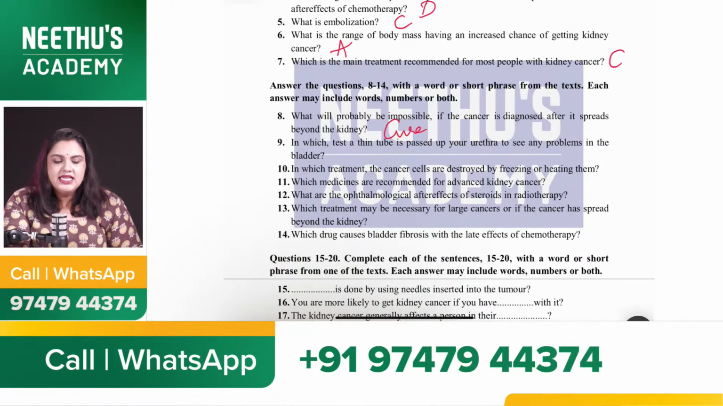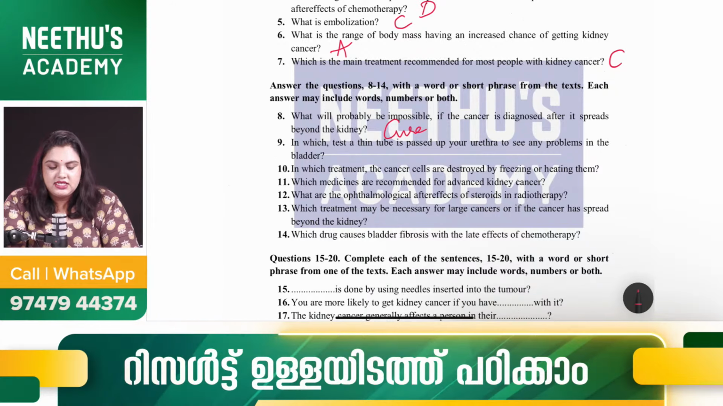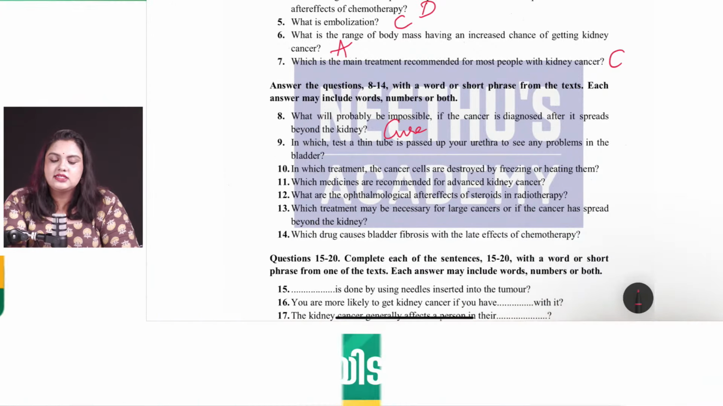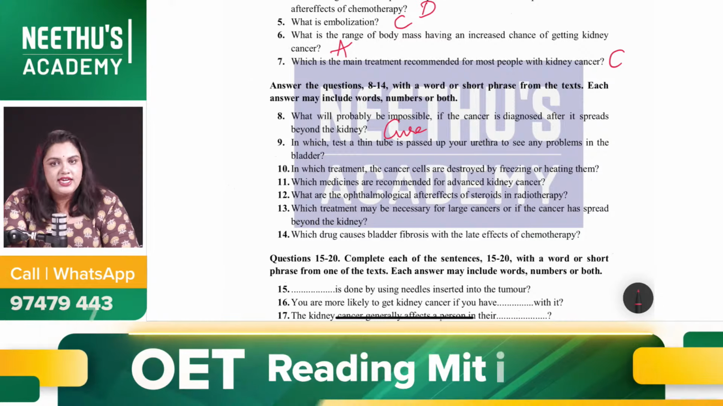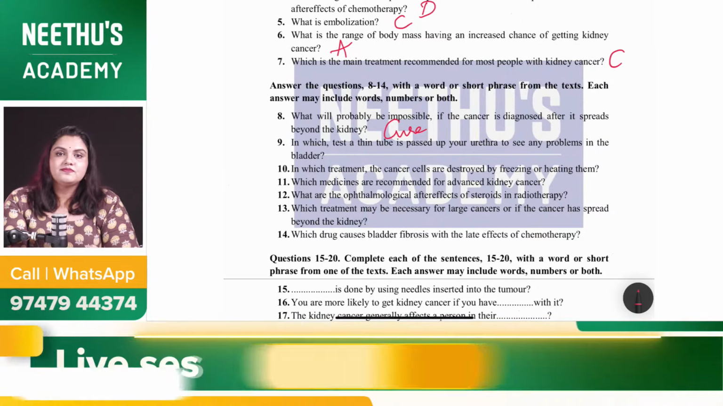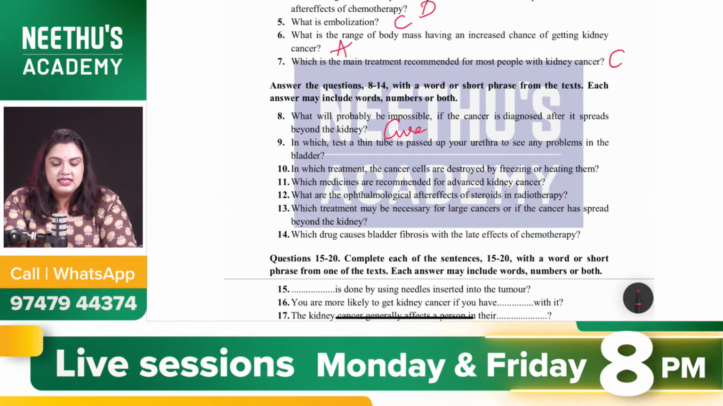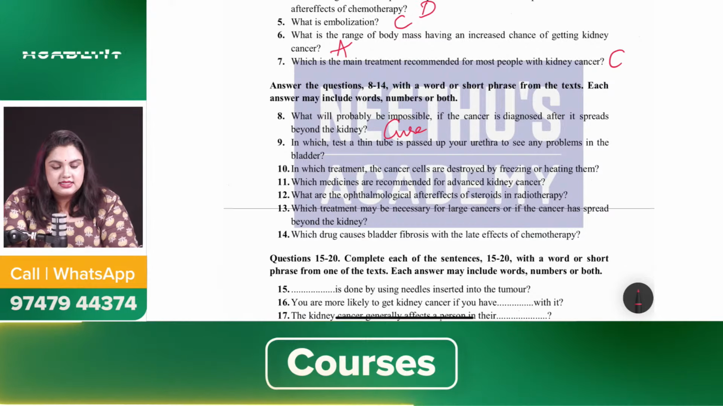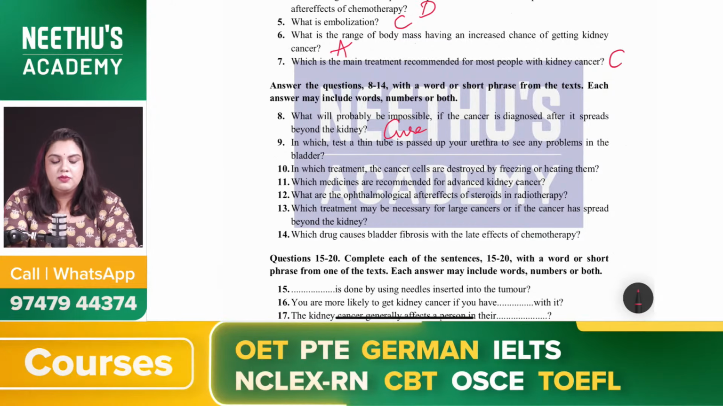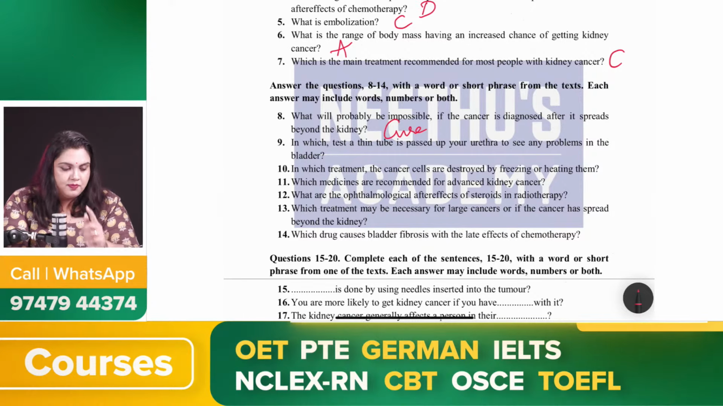Moving to question number 10. In which treatment the cancer cells are destroyed by freezing or heating them? Repeating. In which treatment the cancer cells are destroyed by freezing or heating them? We discussed certain treatment methods in Text C, about the treatments. Yes, Lijo, the answer to question number 9 is cystoscopy.